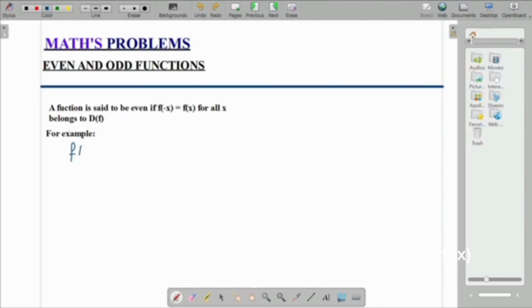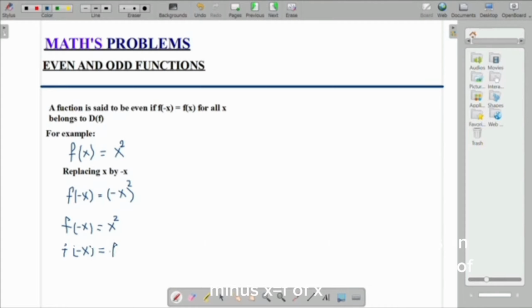A function is said to be even if f of minus x equals f of x, for all x belonging to the domain of f. If a function satisfies this condition, then it is called an even function. Consider f of x equals x squared. If it is an even function, then it must fulfill the given condition. To check this, we will replace x with minus x and see if the condition holds. If it does, then the function is even.